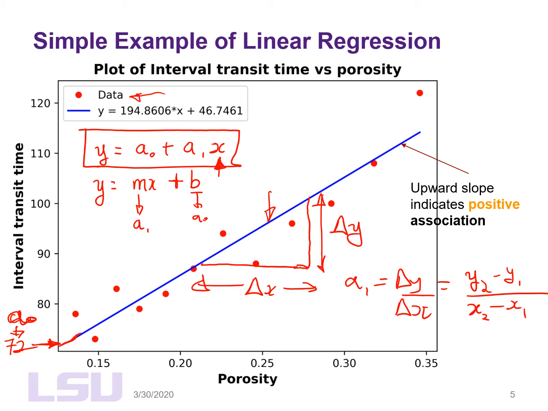Oh, before moving on, I have some annotations here. The fact that the blue line is rising with increase in x means the slope is positive. So delta y over delta x is positive. That is a positive association or correlation. I'm going to clean this out so you can see.